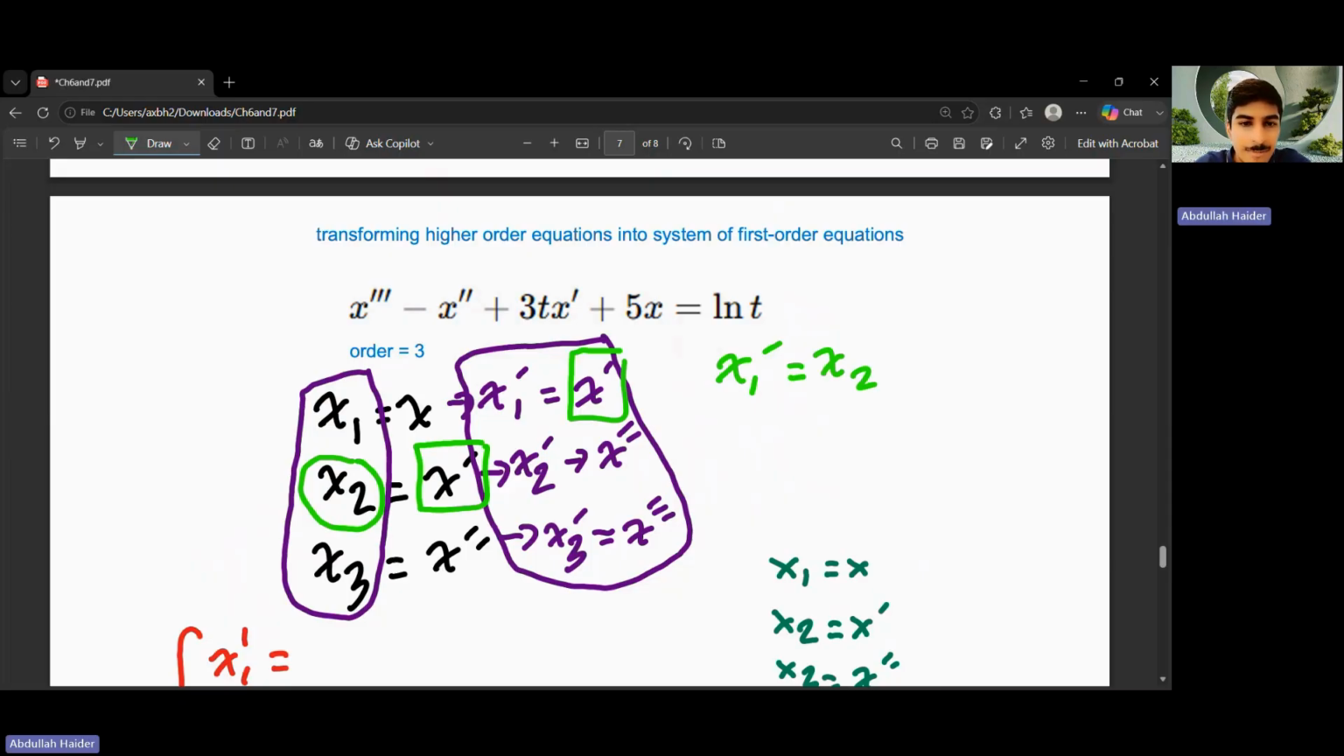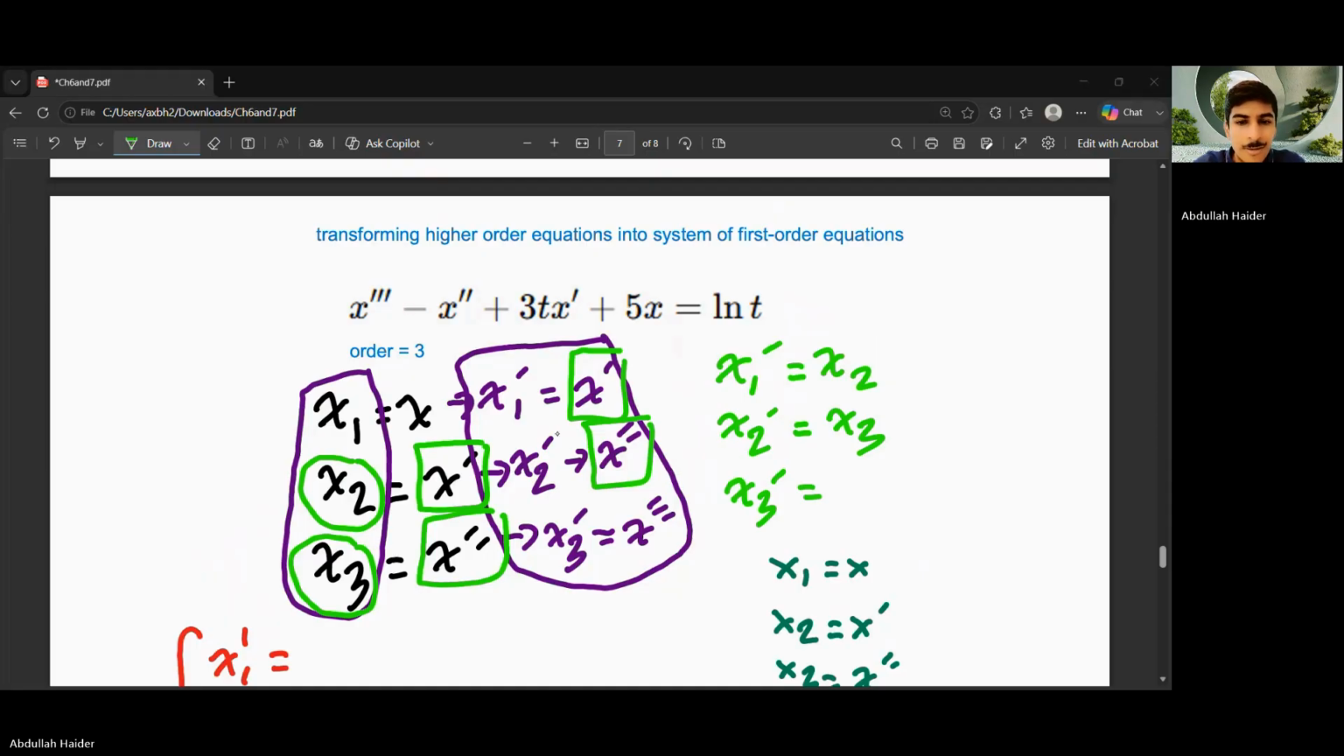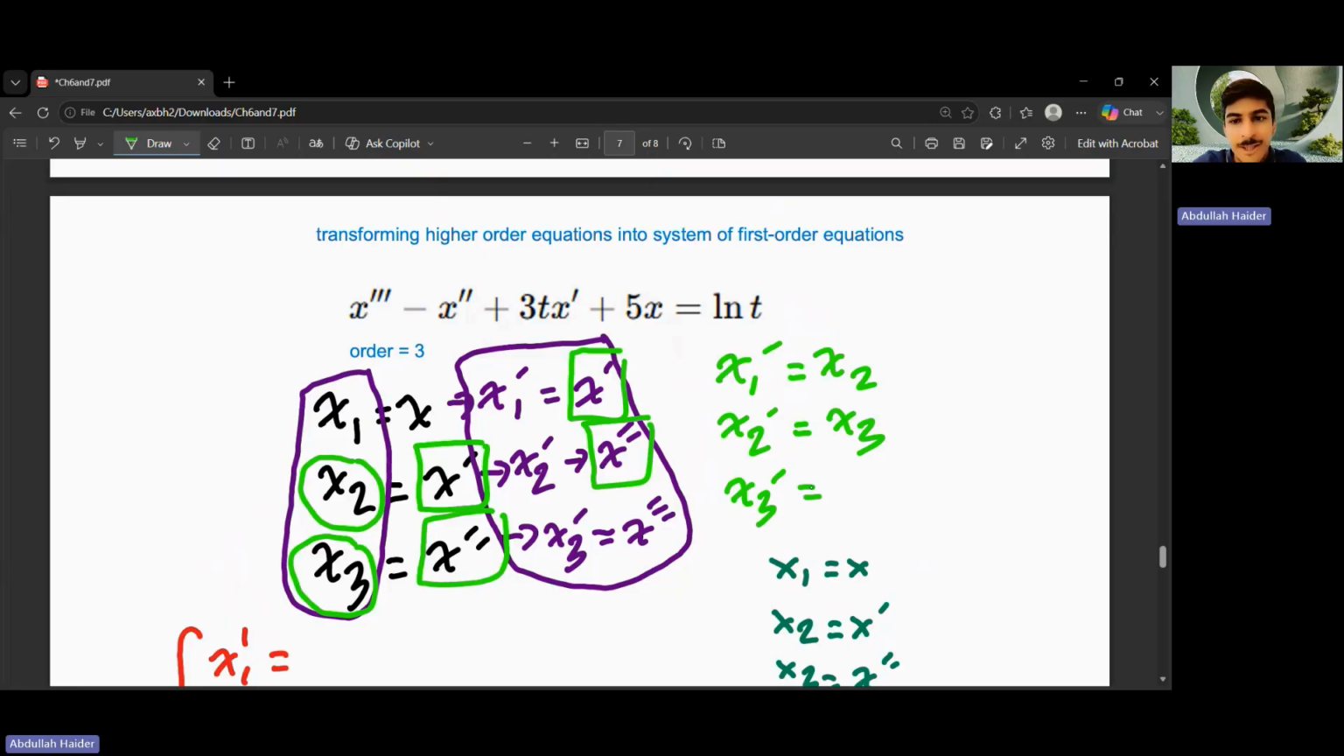Now x2 prime is x double prime. You have this x double prime, and you have this x double prime. This belongs to your x3. So what I'll write is x2 prime is equal to x3. Now I want my x3 prime. Here x3 prime is basically this equation, literally like this equation. What I mean by this is your x3 prime is your x triple prime.